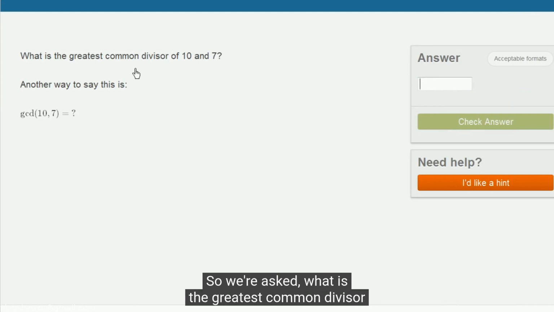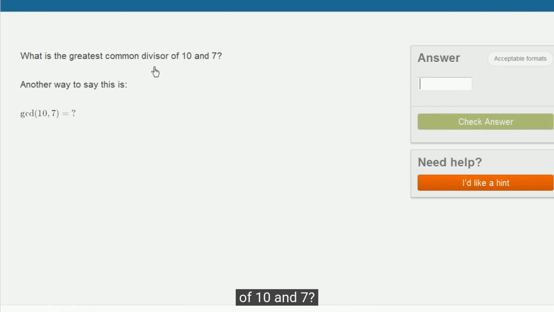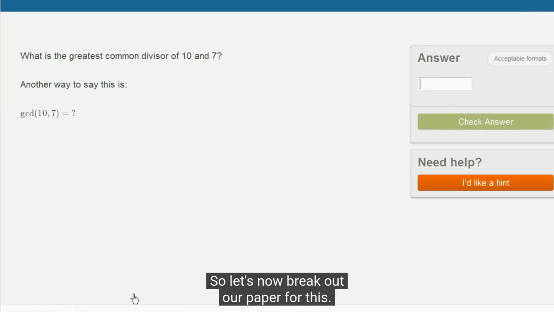So we're asked, what is the greatest common divisor of 10 and 7? So let's now break out our paper for this. So our greatest common divisor of 10 and 7. So let me write. So we have 10. We want to think about what is our GCD of 10 and 7. And there's two ways that you can approach this. One way, you can literally list all of the factors, not prime factors, just regular factors of each of these numbers and figure out which one is greater.